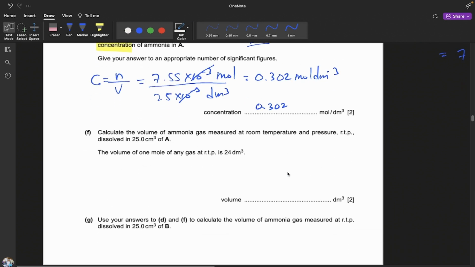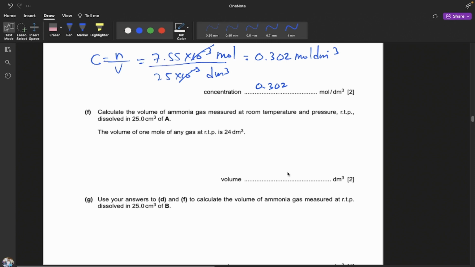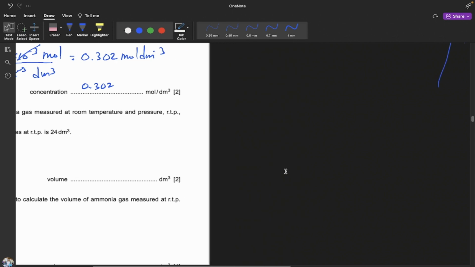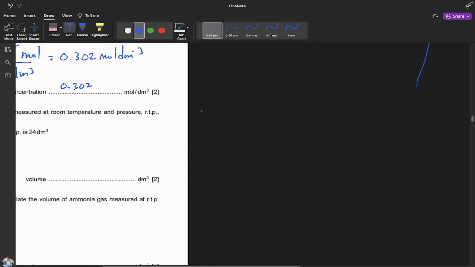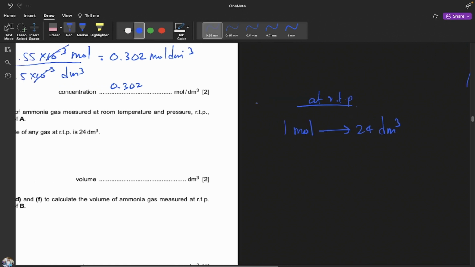Now the F part. Calculate the volume of ammonia gas measured at room temperature and pressure, RTP, dissolved in 25 centimeter cube of solution. RTP means room temperature and pressure. The volume of 1 mole of any gas at RTP is 24 decimeter cube. The concept of molar volume is that when 1 mole of a gas is there, it occupies 24 decimeter cube of volume at room temperature and pressure.